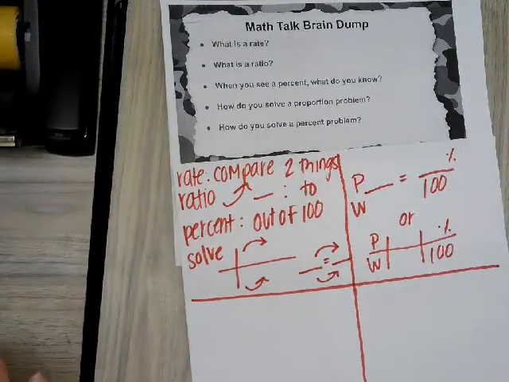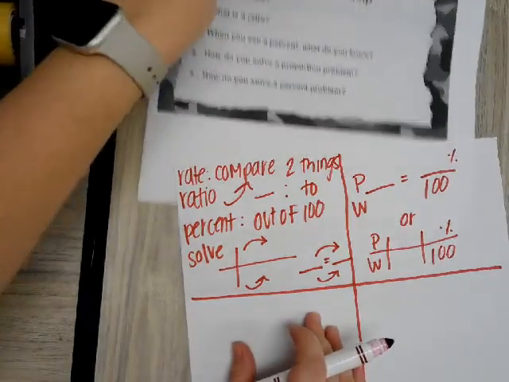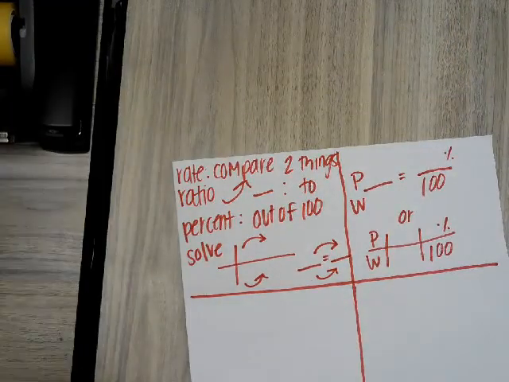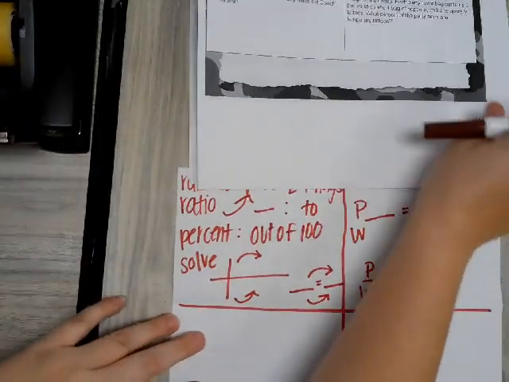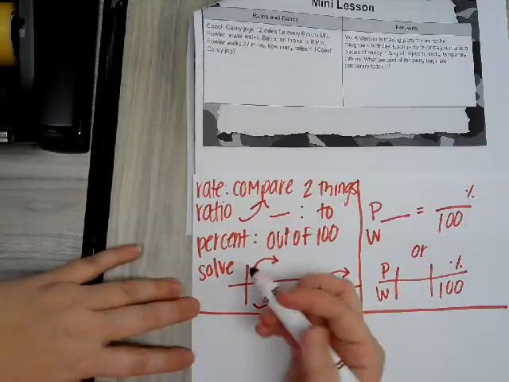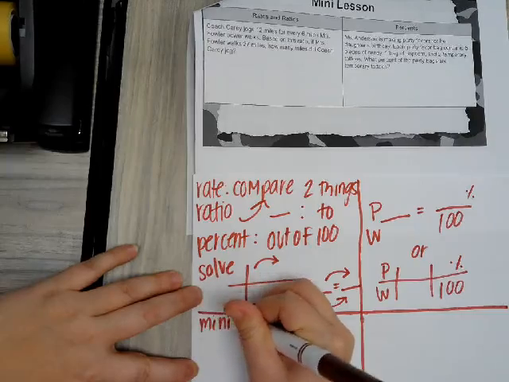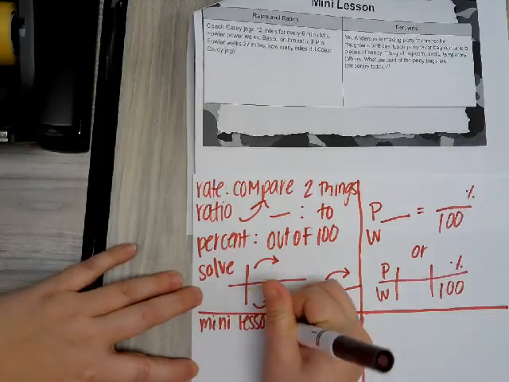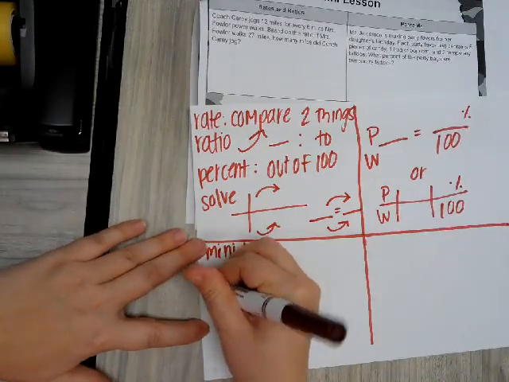So now that we've brain dumped and we talked about important vocabulary, let's go ahead and start on the problems. So this is my mini lesson. Make sure you're writing this down, and of course we're going to find our keywords.